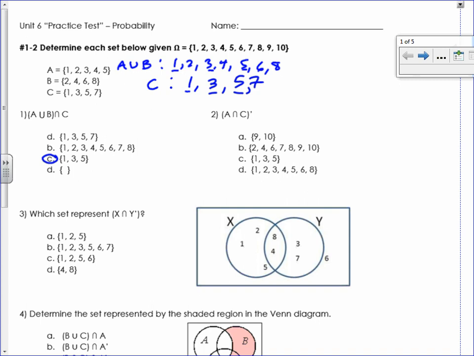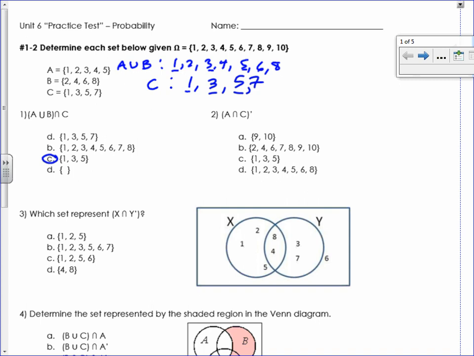But the upside down one, that's the intersection. And that means I'm looking for the overlap. What's in both at the same time? So what do both have in common? Is that clear? Any more questions about that? Everybody's good? So you need to make sure you're making some notes about what you need to write down to help you remember that.